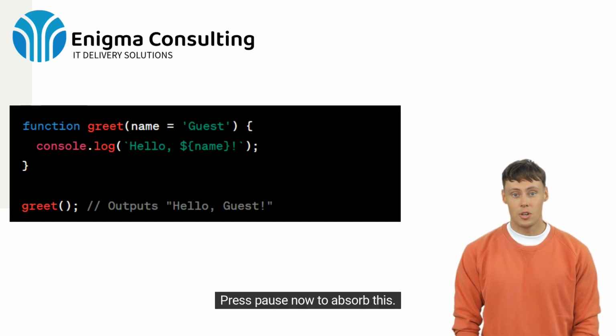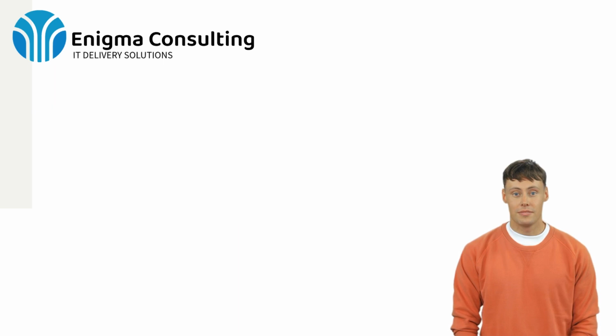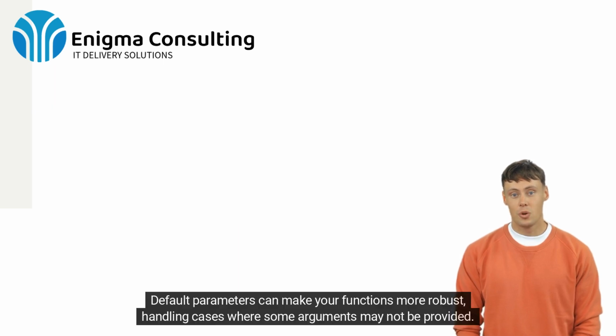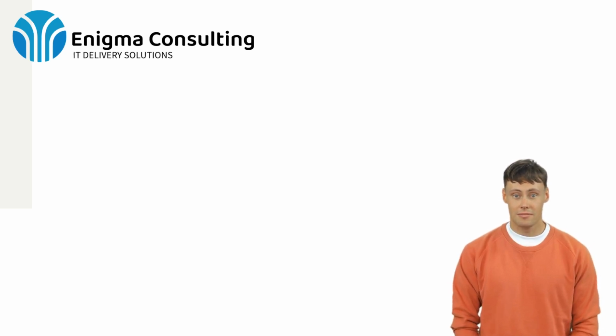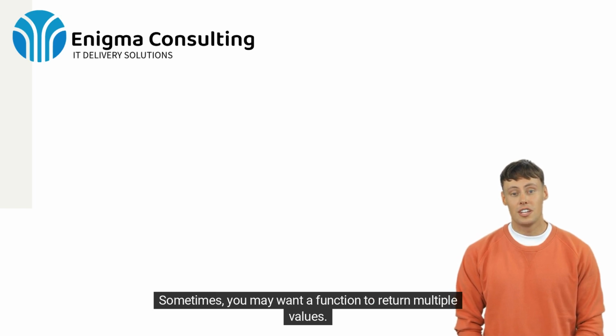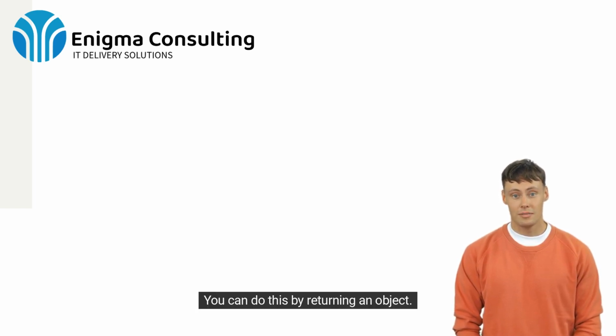Press pause now to absorb this. Default parameters can make your functions more robust, handling cases where some arguments may not be provided. Multiple return values. Sometimes, you may want a function to return multiple values. You can do this by returning an object.